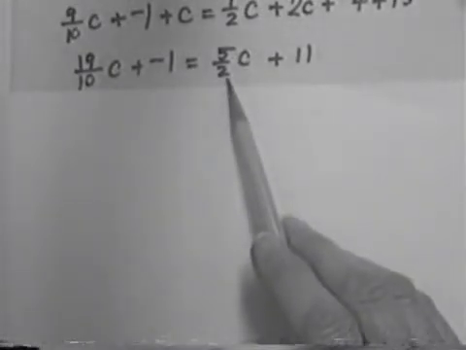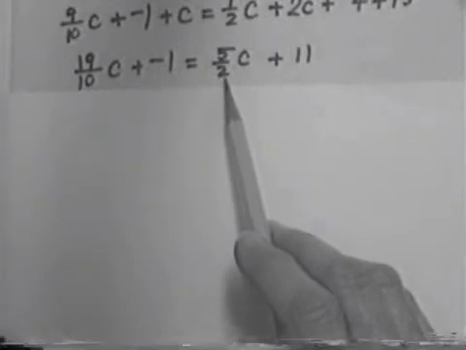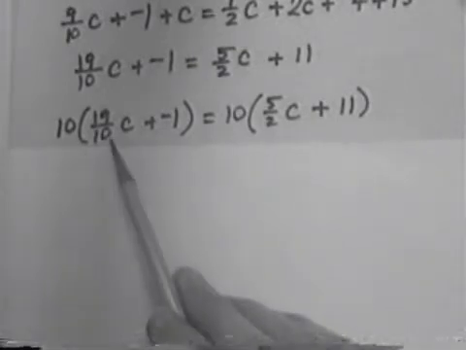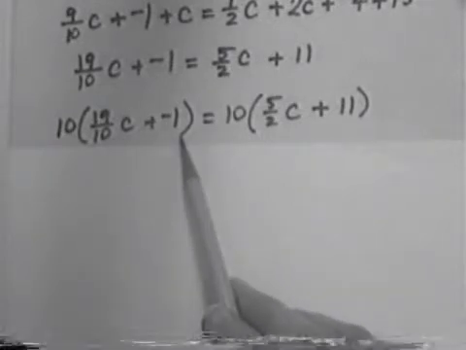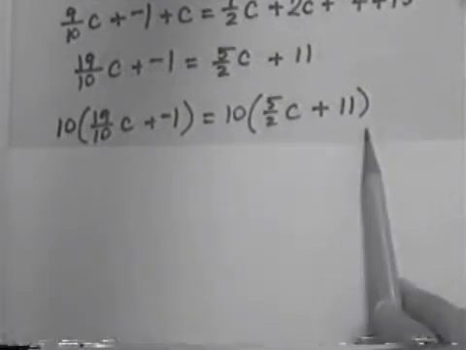Notice that we now have the prospect of dealing with fractions. To eliminate these fractions, let's find the common denominator for all the fractions. We have fractions with denominators of 10 and 2. The common denominator is 10, so we'll multiply both sides of this equation by 10. 10 times the left-hand side equals 10 times the right-hand side. So we have 10 times, in parentheses, 19/10 C plus -1 equals 10 times, in parentheses, 5/2 C plus 11.